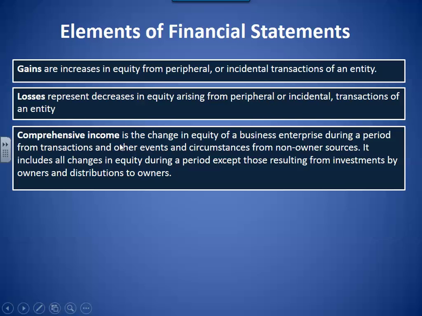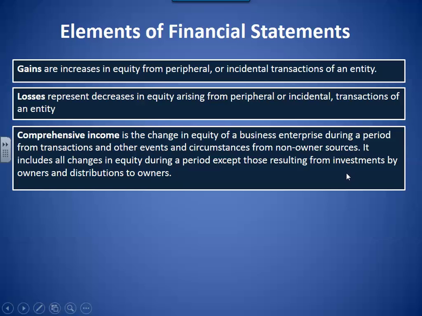Lastly, we have the definition of comprehensive income, and comprehensive income is one of those areas that seem to give accounting students and even accountants some problems. But the definition is: comprehensive income is a change in equity of a business enterprise during a period from transactions and other events and circumstances from non-owner sources.